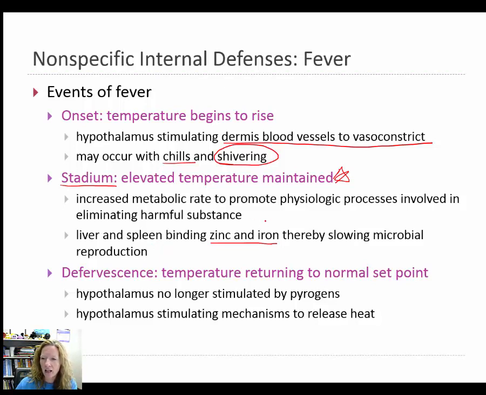Another thing is that keeping that temperature elevated is going to help increase metabolic rate, and we'll talk about how this is going to increase the activity of a lot of different cells in our body. So we'll look at that here in a second.